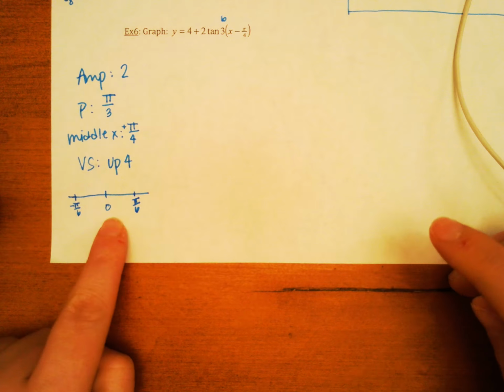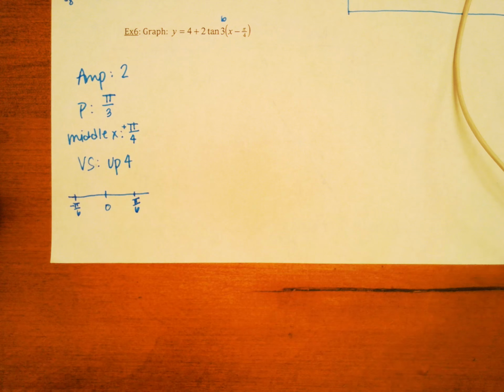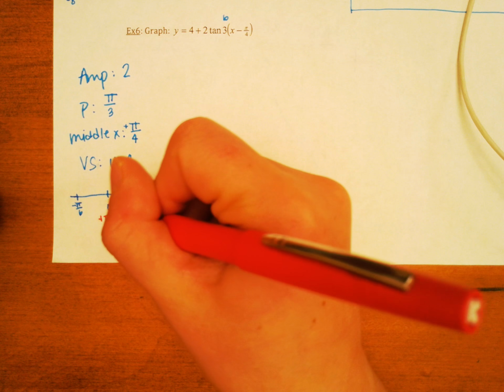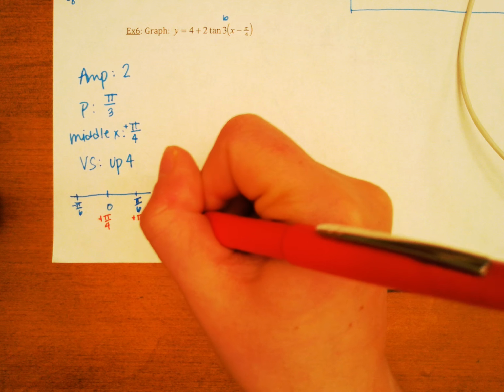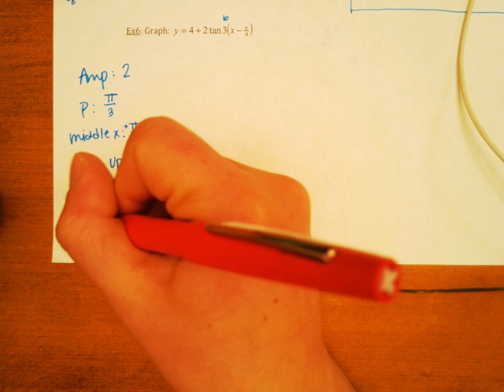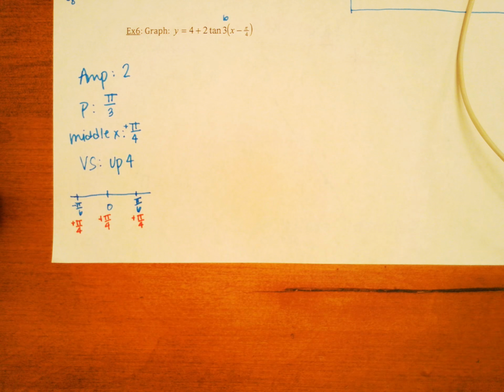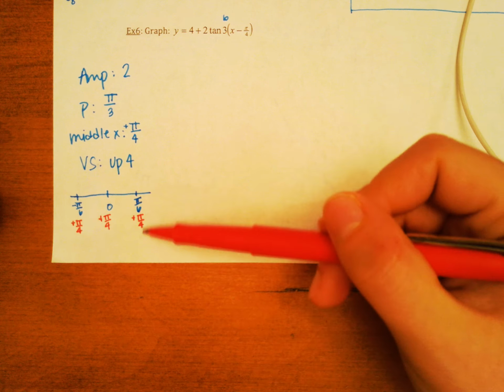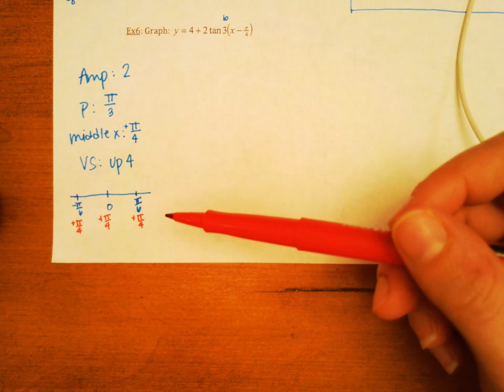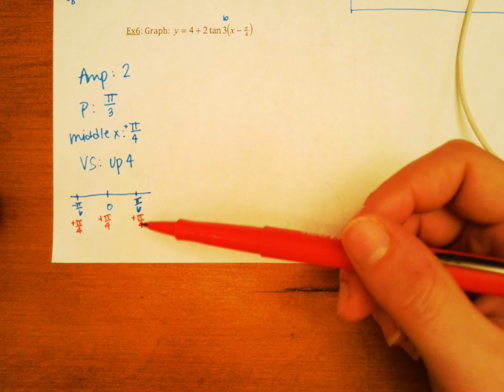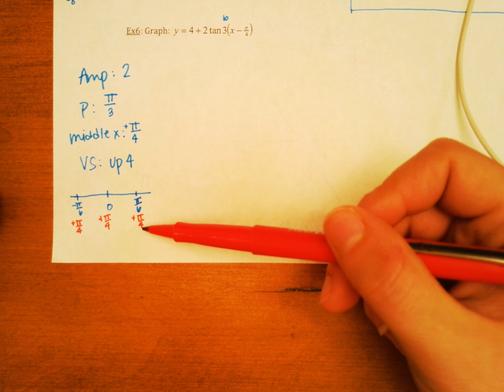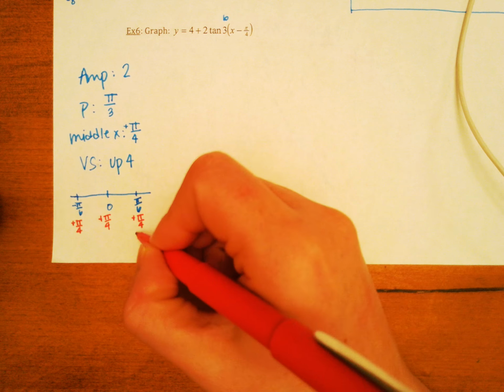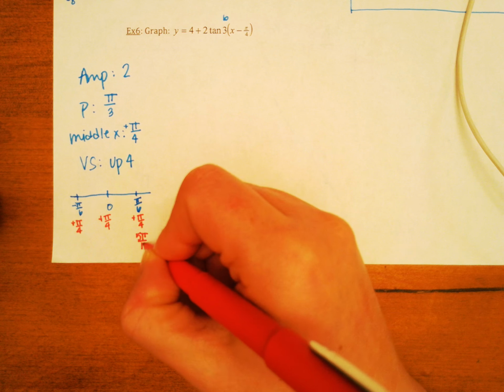So I know my middle x value is not 0, it's actually pi over 4. To get there, I have to add pi over 4 to 0, and then add pi over 4 to pi over 6 and pi over 4 to negative pi over 6. Fractions are hard, so you can use your calculator, but I don't have a calculator on me, so we're going to do this by hand with a lowest common denominator. This would be 2 pi over 12. This would be 3 pi over 12. So all in all, that would be 5 pi over 12. Hopefully I'm doing this all right.